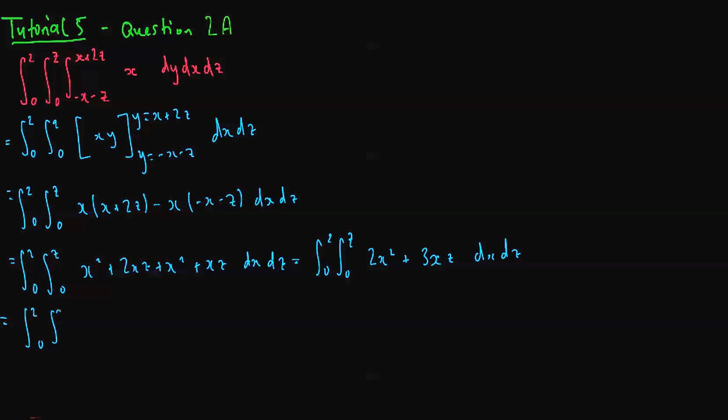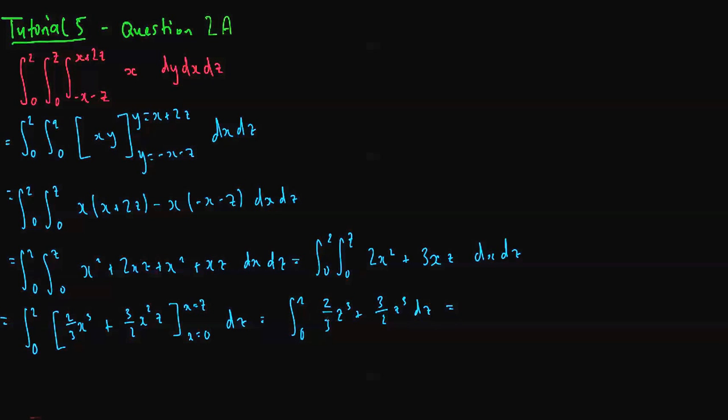Now we're integrating, so it becomes 2 on 3 x cubed plus 3 on 2 x squared z from x equals z to x equals 0 dz. So that's equal to the integral from 0 to 2. Subbing in x equals z, I have z cubed, 2 on 3 of them, plus, subbing in x equals z, I have z squared times z, which is z cubed, and 3 on 2 of them, dz. And when I sub in x equal to 0, I get 0 here.